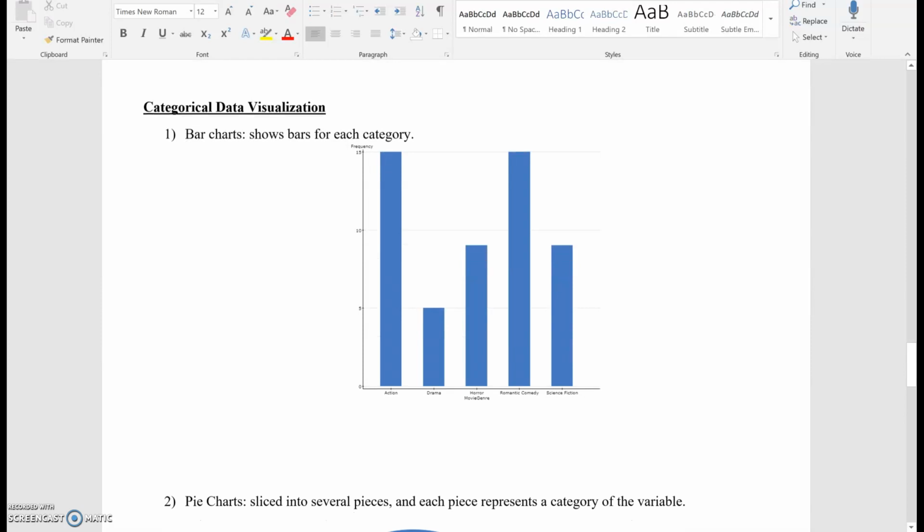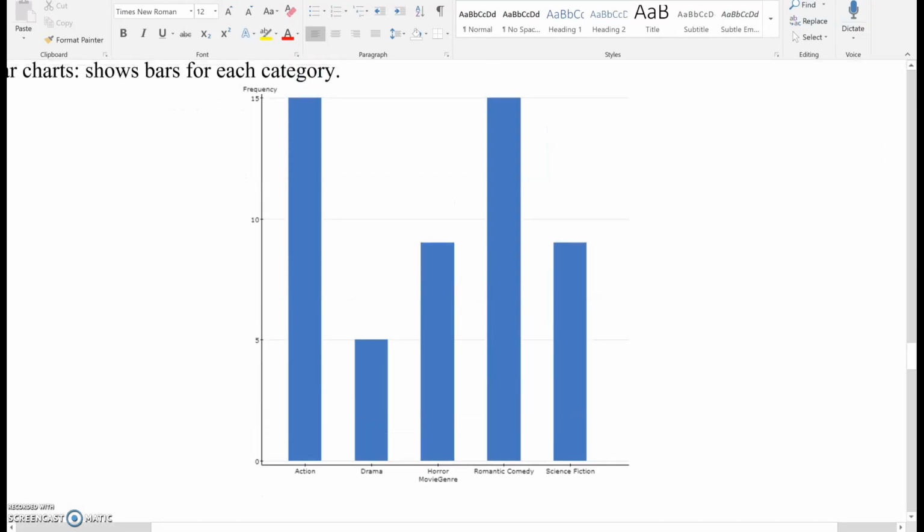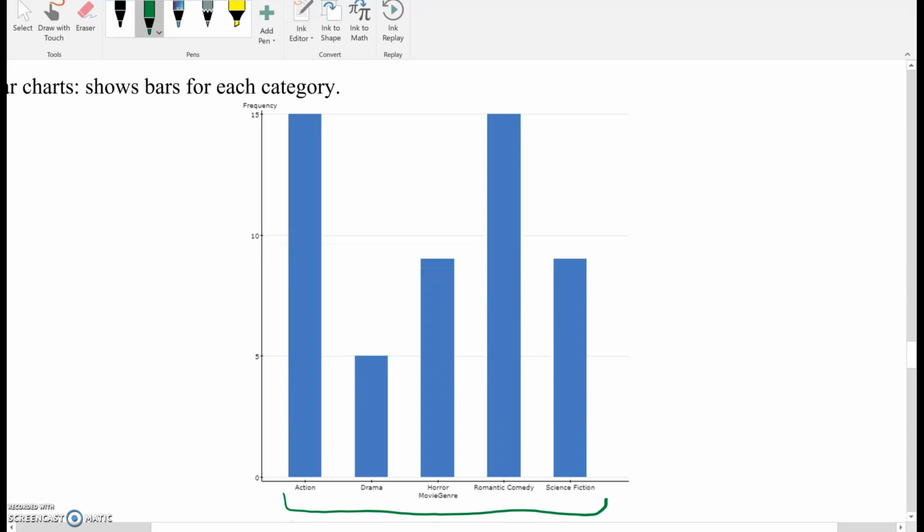A bar chart is probably the easiest way to do this. If you look at this bar chart, you can see that my x-axis in this case is the type of movie that my students like. They range from action, drama, horror, romantic comedy, or science fiction. Okay, and this is very basic. There's no numbers on the x-axis. You just have the labels, each of the levels, and then it tells you on the y-axis how many of them prefer that particular category.